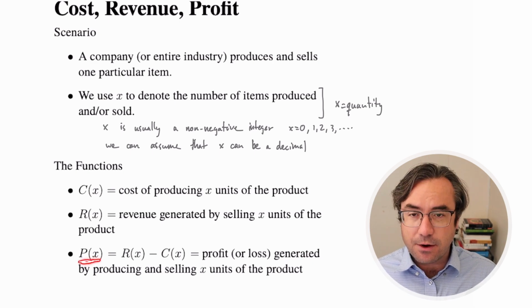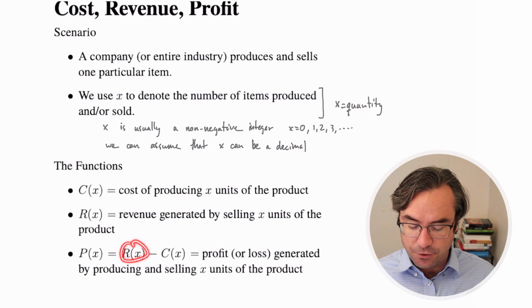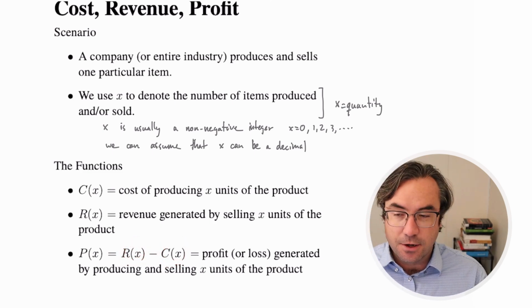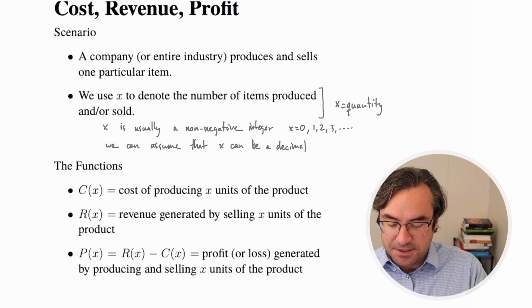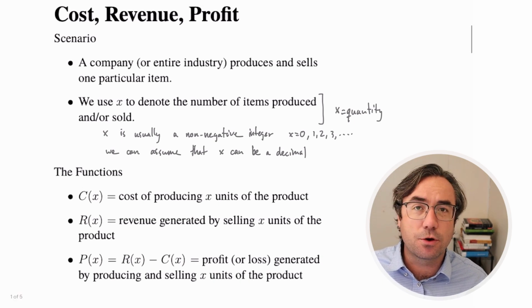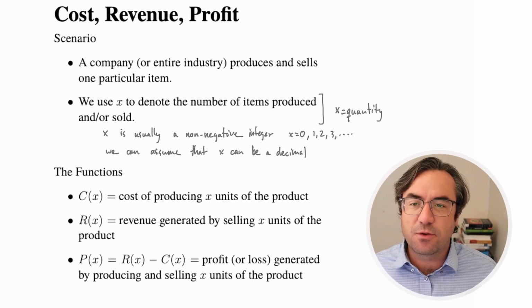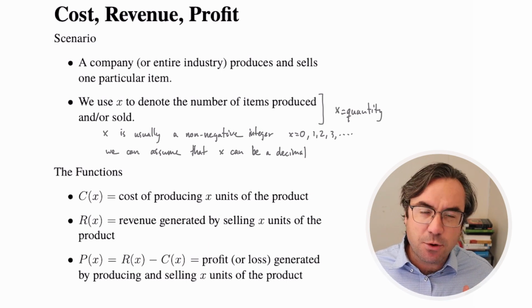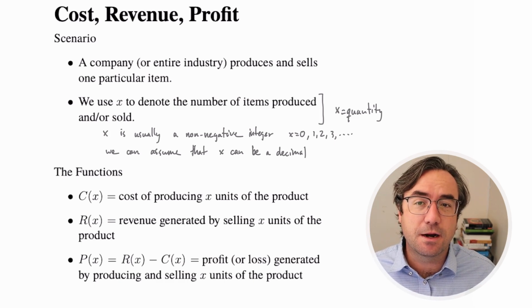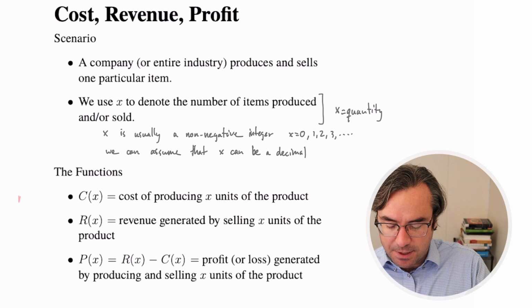And the way we figure out our profit function is this is revenue minus the cost. So you want to think of cost as the money that we have to pay out in order to produce our number of items. So things like machinery, labor, all the buildings, all those things that go into producing our items. So this is the money that we have to pay out.